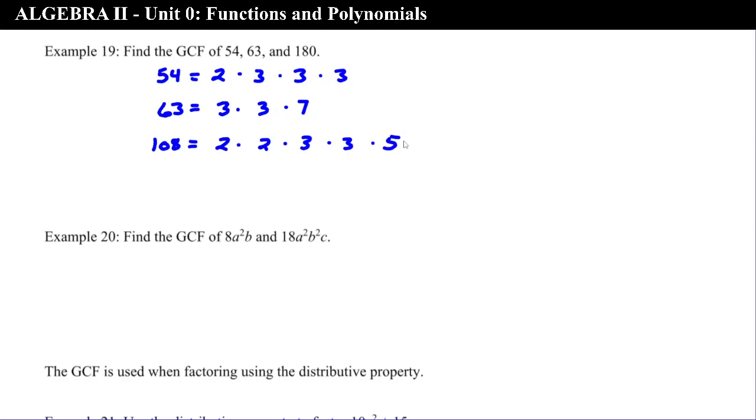We want to find what all three of these have in common. Well, we've got a 3 here, a 3 here, and a 3 here. And as it turns out, we've got another 3 here, here, and here. And that's everything that all three numbers have in common. So, therefore, we can say that the GCF is 3 times 3, which would be 9.